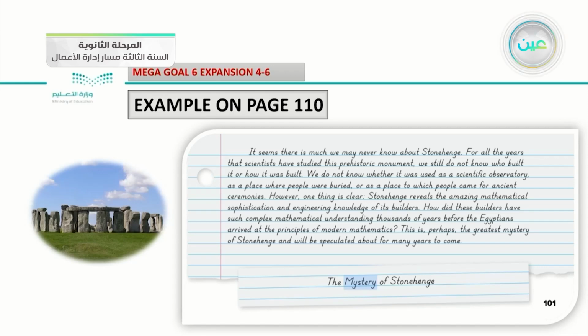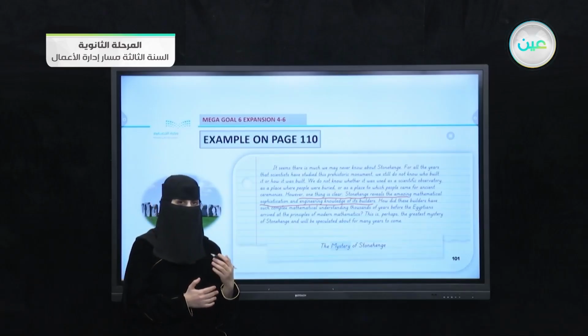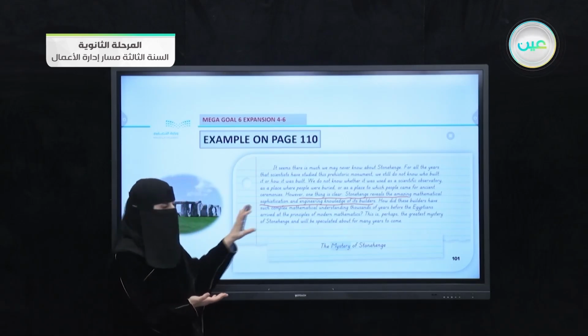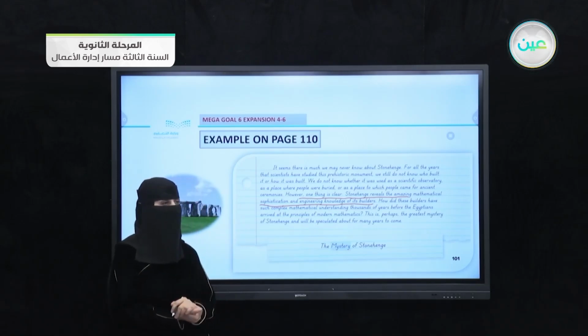Okay, at first, when we look at this conclusion, he fits something inside it. So he fits "one thing is clear". They give examples for that amazing mathematical sophistication in his essay. And he also gave a definition for it, engineering knowledge of its builders. And how does the writer keep his readers excited about what we have in his conclusion? That is our focus on the conclusion, what we call an effective conclusion.